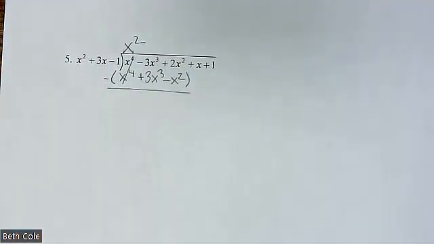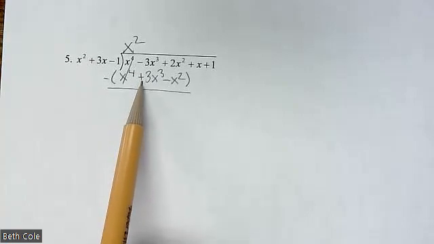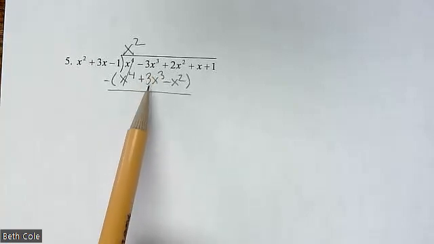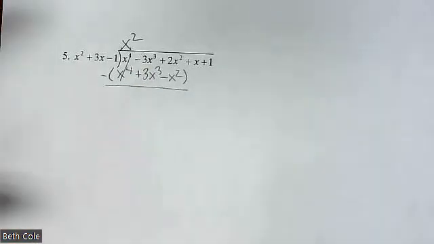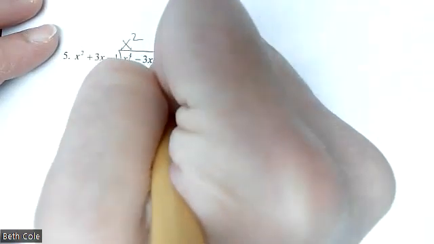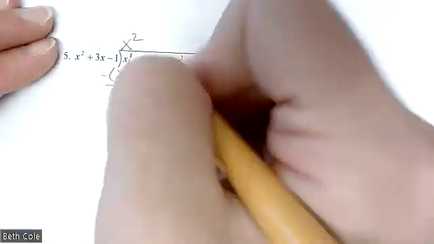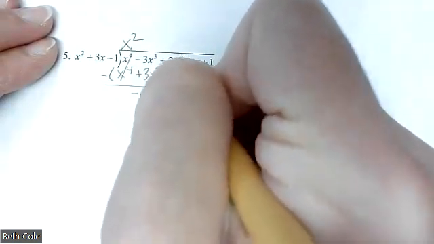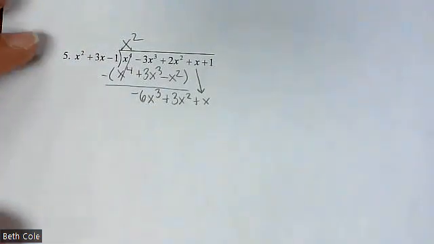Now it's opposite day, okay? It's -3 minus 3. So what do you get from that column? They don't cancel. What do you get? Good. -6x cubed. And this would be 2 plus 1. So 3x squared. I'm going to bring down the x. Do it all over again.